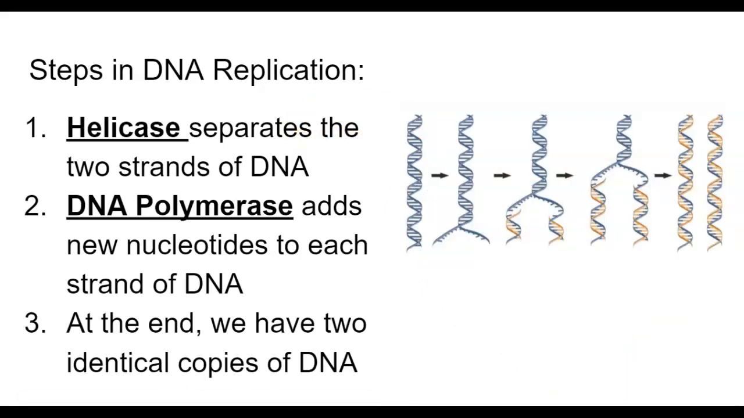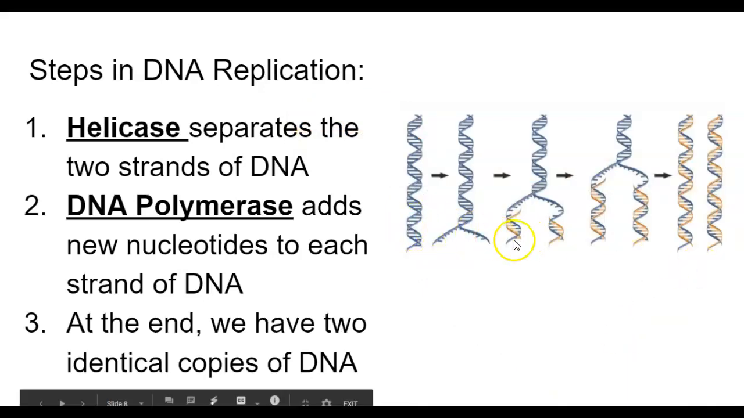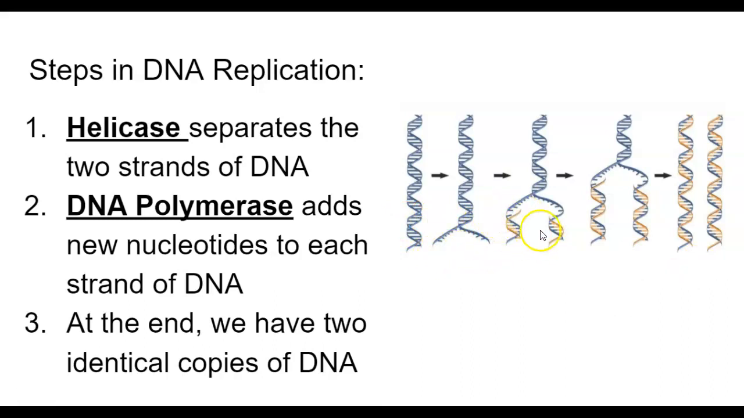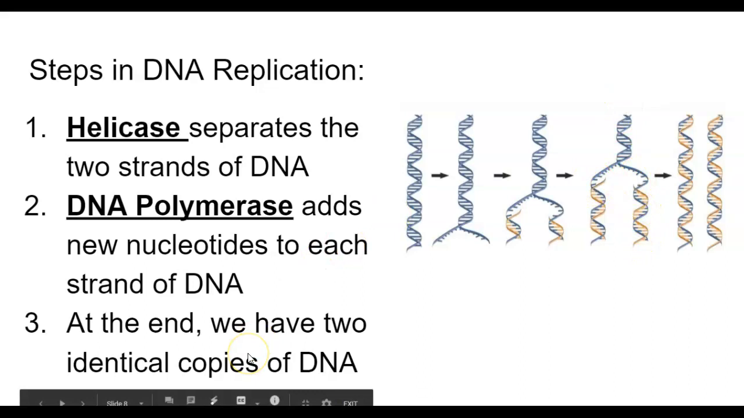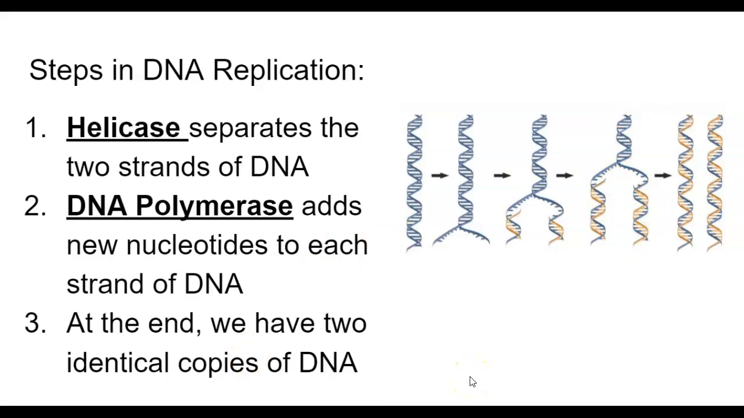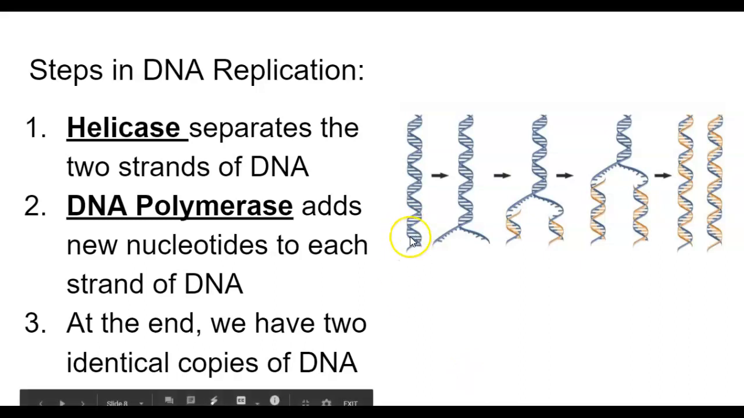All right, so number 3, if we look at this picture, it's unzipping, we're adding the new orange strand here, and eventually we're going to add all the way up until we have 2 molecules, because this whole thing is going to unzip, and we're going to have added 2 new strands. So at the end, we have 2 identical copies of DNA, and I'll show you how this happens. Basically, we start with 1, and at the end, they're going to be identical.